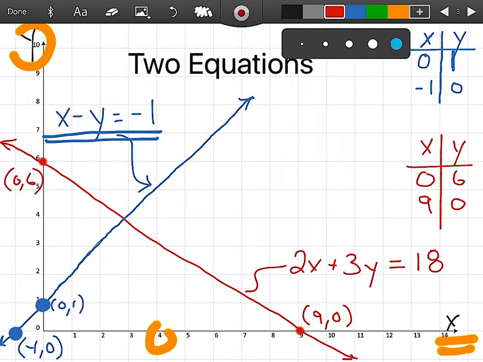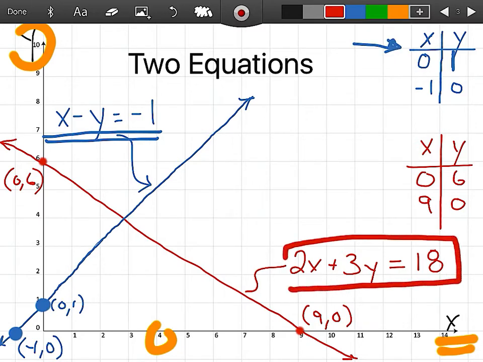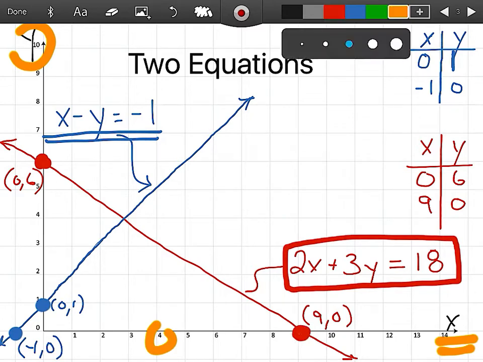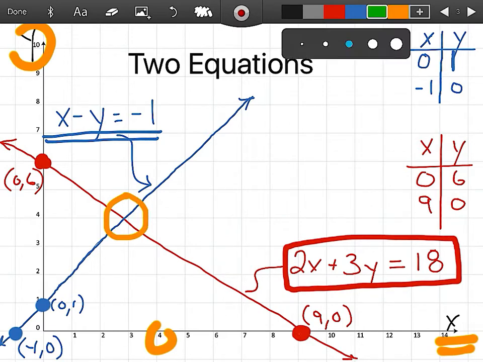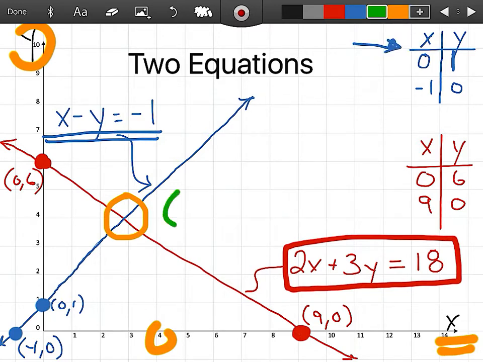So the next thing I'm going to look at is the equation 2x plus 3y equals 18. If I make x 0, y becomes 6. If I make y 0, x becomes 9. So I plot these 2 points, (0, 6) and (9, 0), and draw a line between them. And I can tell somewhere right around here is where they intersect. And it's looking like it should be the point (3, 4).